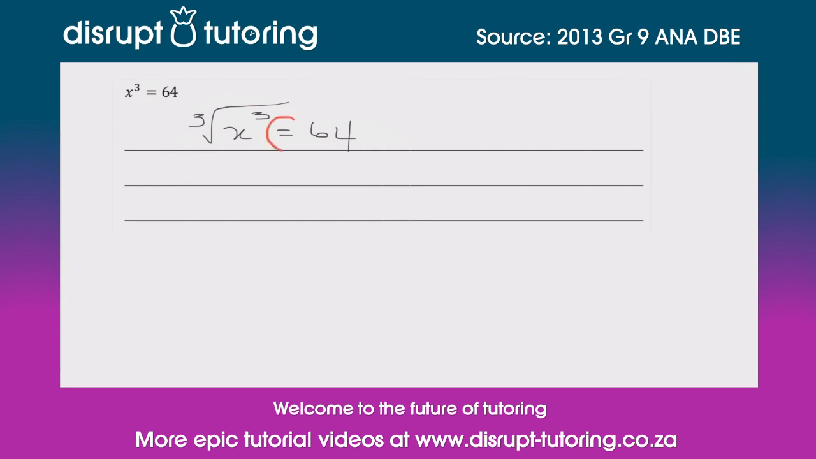But remember, the golden rule of an equation is that the left-hand side must always equal the right-hand side. So if you've cube rooted the left-hand side, that means we need to cube root the right-hand side as well. So cube rooting both sides is going to give us x on the left-hand side. And then the cube root of 64 we know to be 4.